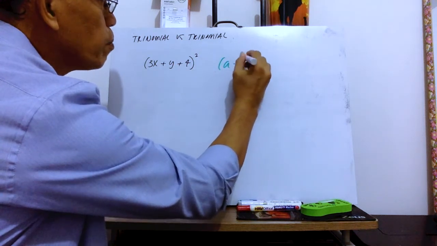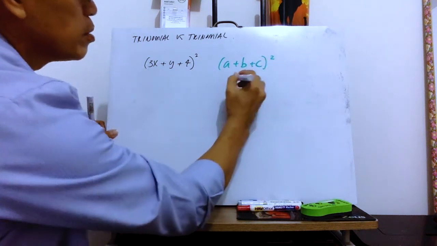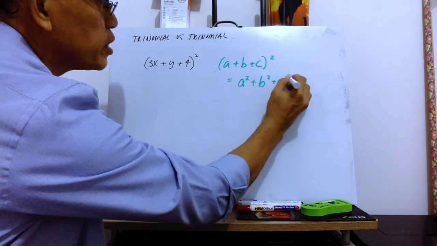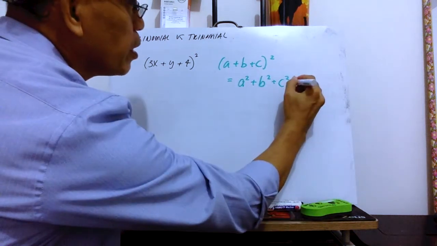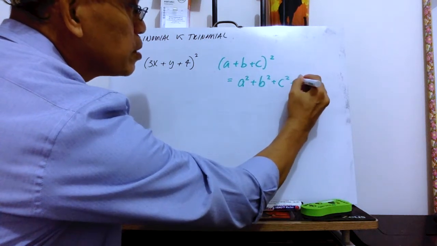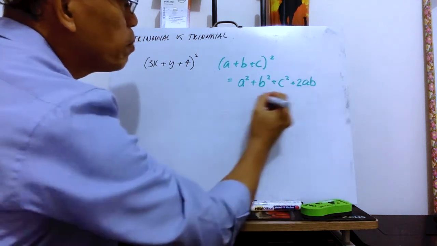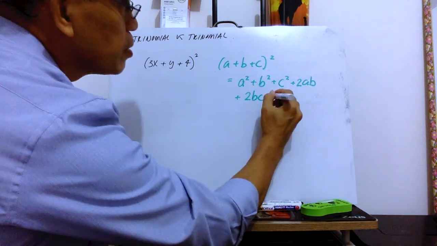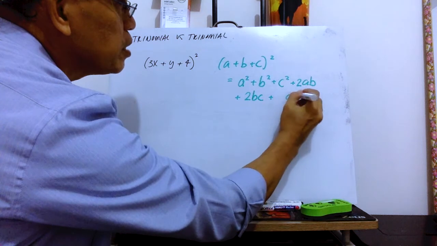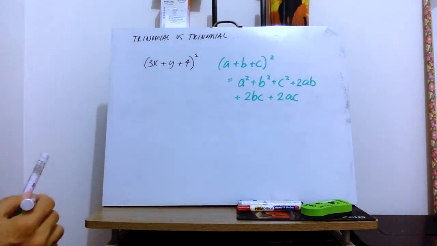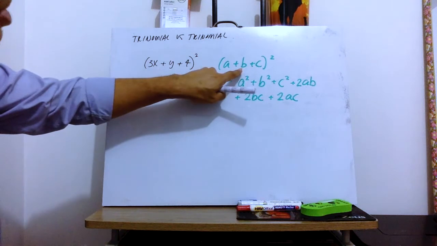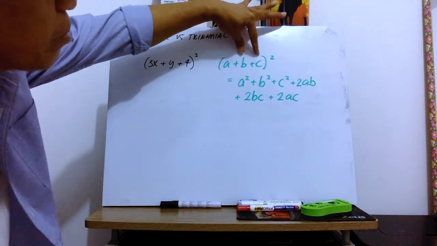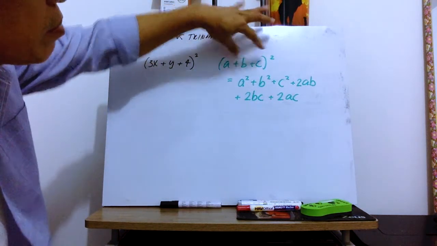If it's a plus b plus c squared, so the formula here is I square the a, I square the b, I square the c. Okay, and then I multiply AB, then multiply it by 2, and then I multiply BC, and then times 2 again, and then multiply AC, and then times 2. Very simple. Square the A, square the B, square the C. A times B times 2. B times C times 2. And then A times C times 2.